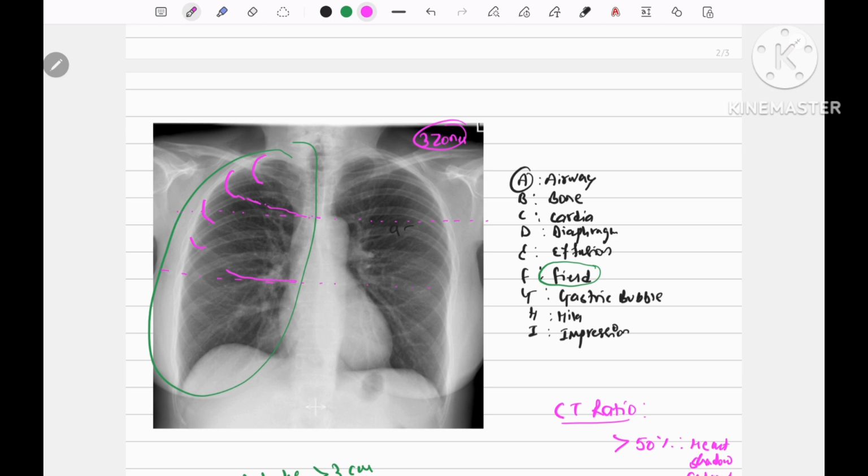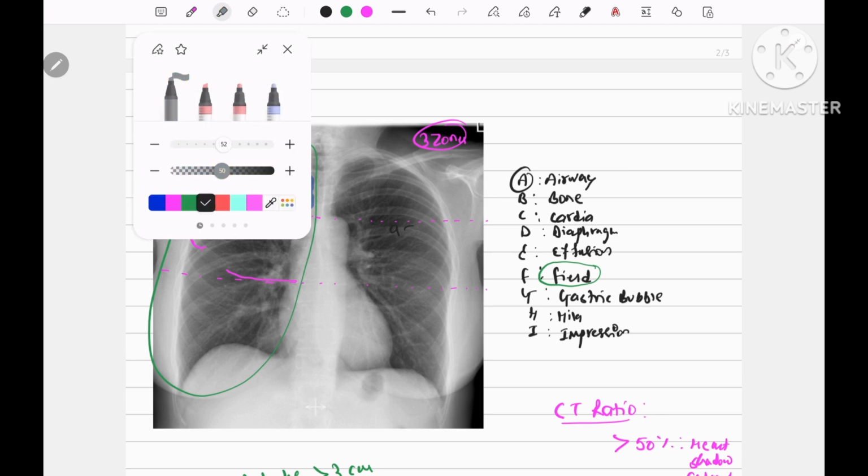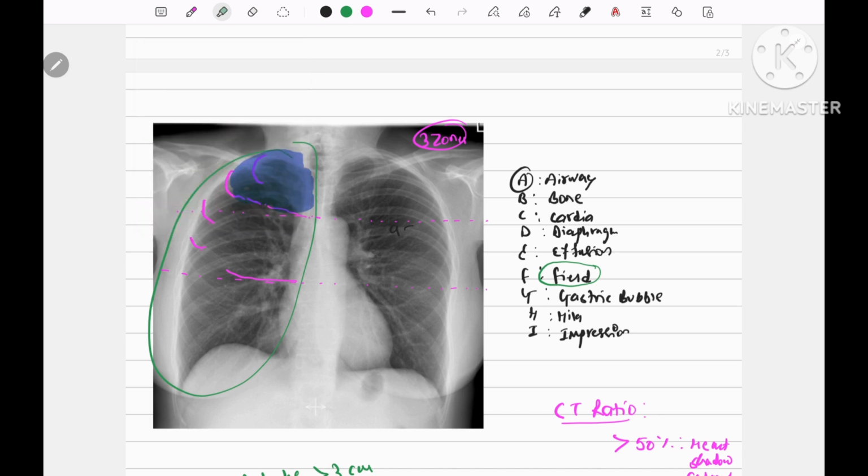Now the zone which is above the second rib is zone 1, and the zone which is between the second and fourth rib, anterior ribs, not posterior ribs, is zone 2.